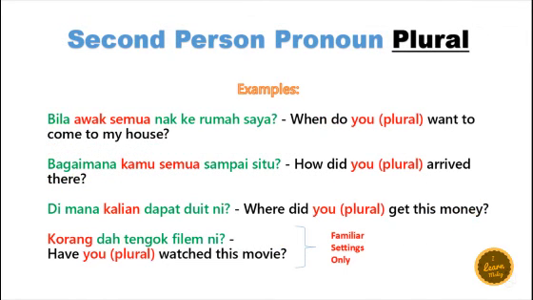Okay, for the second person pronoun plural, which is awak semua, kamu semua, kalian, and also korang, the first sentence is bila awak semua nak ke rumah saya? When do you all want to come to my house? Bagaimana kamu semua sampai situ? How did you all arrive there? Di mana kalian dapat duit ni? Where did you all get this money? Korang dah tengok filem ni? Have you watched this movie?